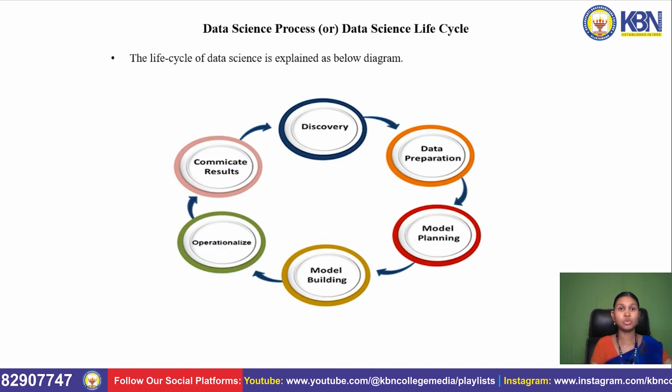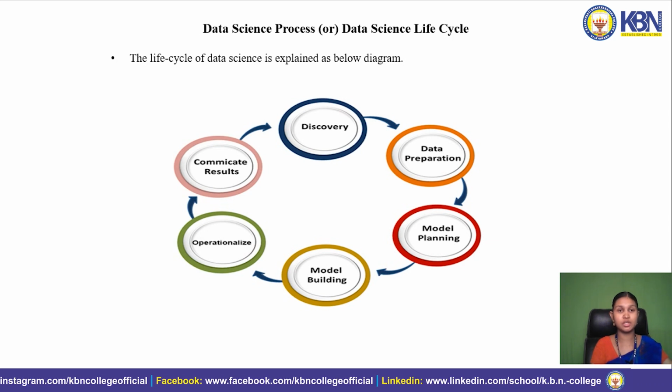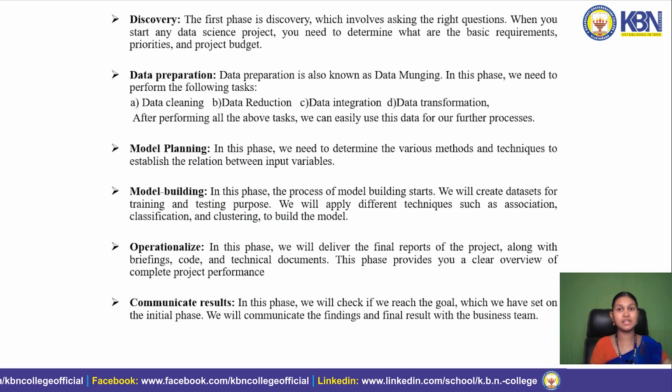Next, coming to the data science process, or data science life cycle. In this life cycle, we see six concepts. First is discovery, second is data preparation, third is model planning, fourth is model building, fifth is operationalize, and sixth is communicating results.